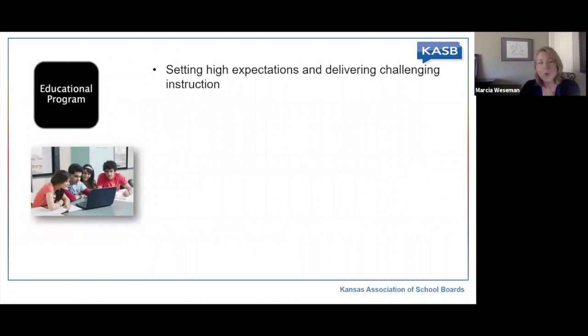Okay, so the second quadrant that we want to explore is educational programming.